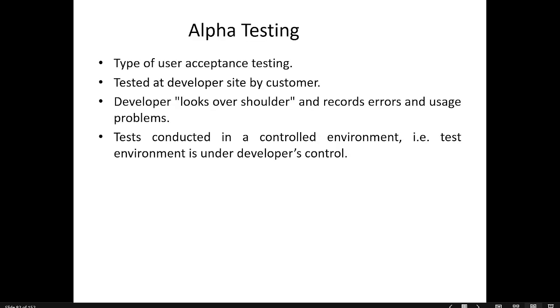Now, there are two types in this. One is alpha testing and another one is beta testing. Let's understand alpha testing. This is pretty simple, but let's understand. Now, the concept of controlled environment is not that the environment is 100% controlled, but it is in the control of the development team, and that's why it is called a controlled environment.